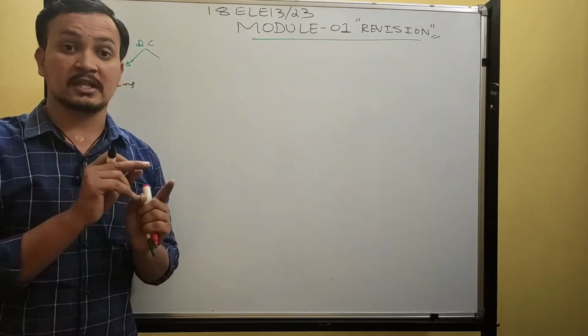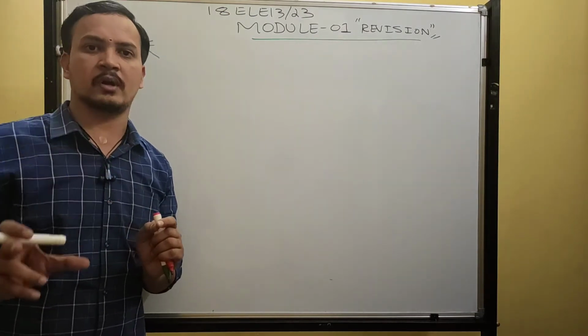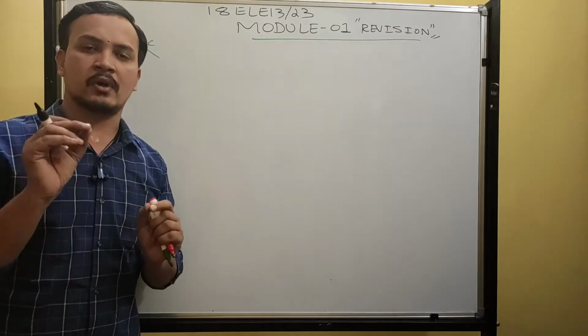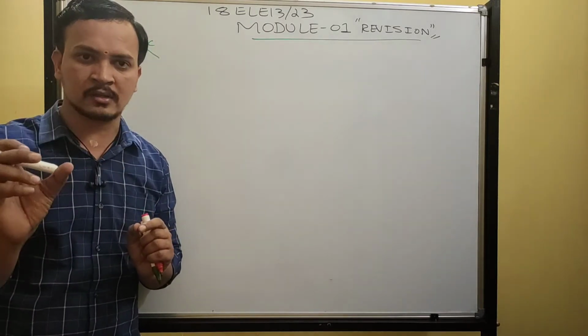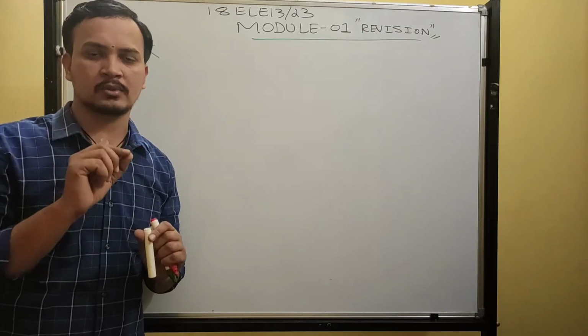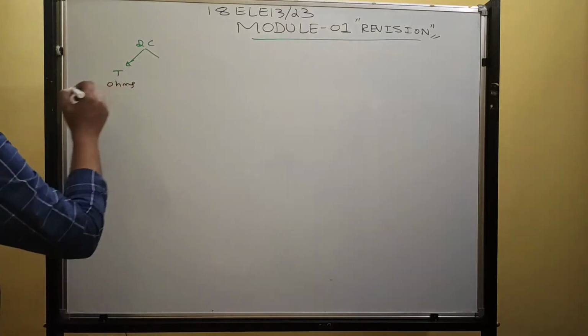You must write this last sentence: temperature constant. You must write that word, otherwise they will give 0 marks. Most of the evaluators, if you have not written temperature is constant for Ohm's law, will give 0 marks. Be careful while writing that Ohm's law statement. You must write constant temperature. That is an important point.